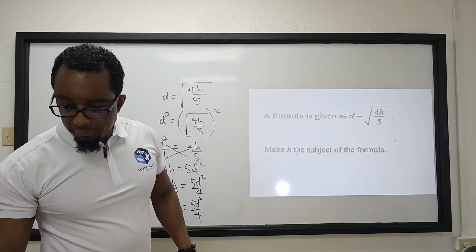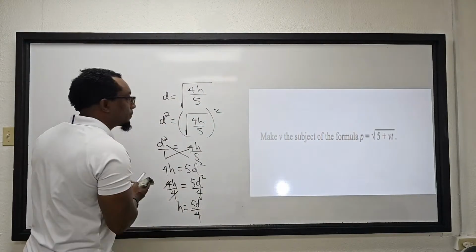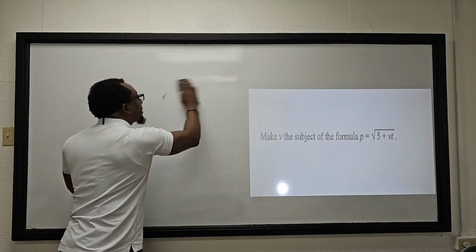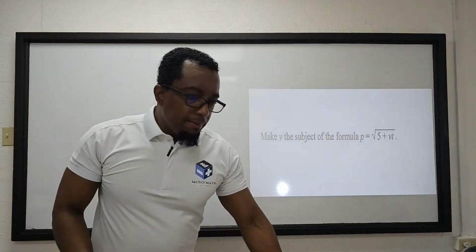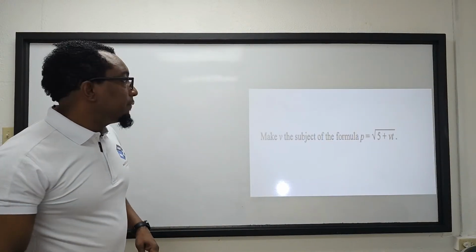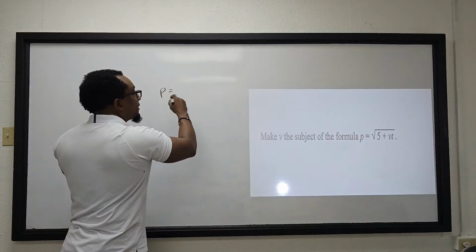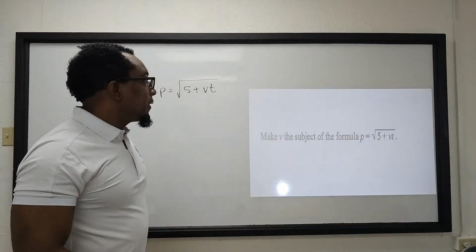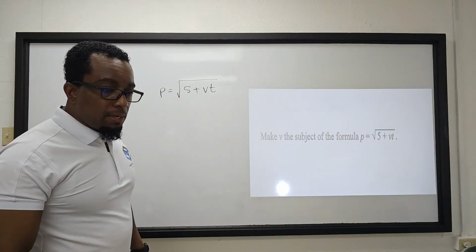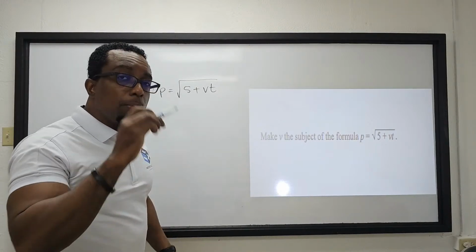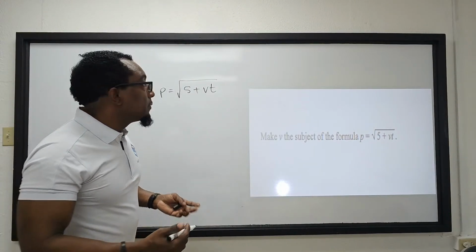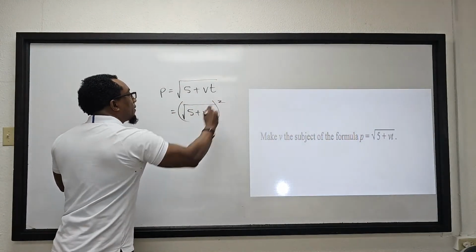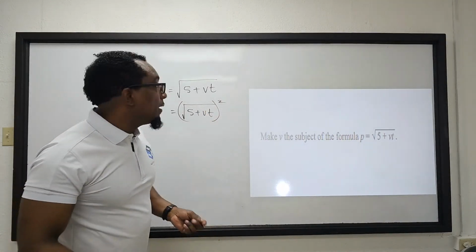Alright, so let's look at another. So we want to make v the subject of the formula. We have p = the square root of 5 + vt. So how are we going to make v the subject of the formula? So our first step will be to remove the square root symbol, and again, to remove a square root symbol, we're going to find the square of both sides. So what I do to one side, I must do to the other.